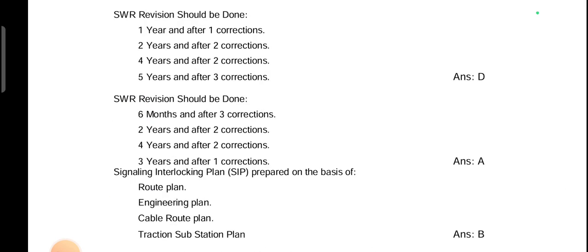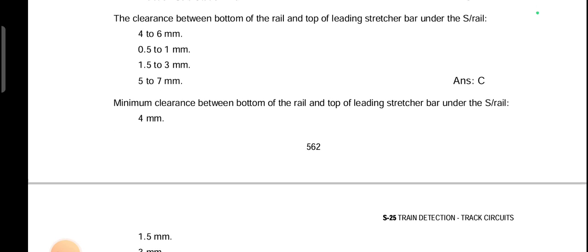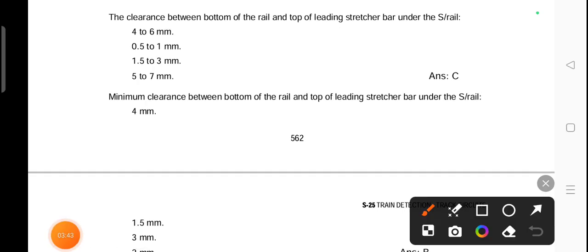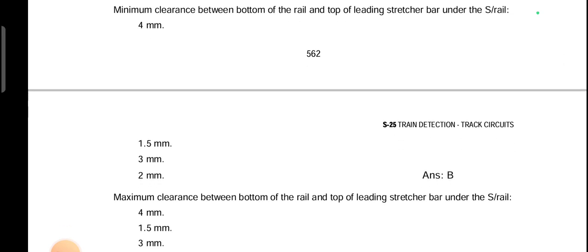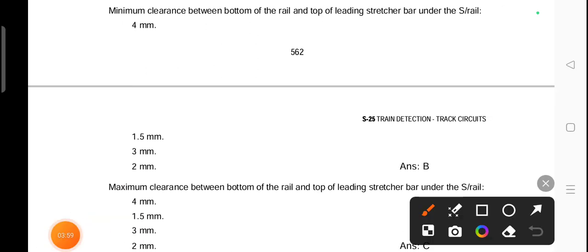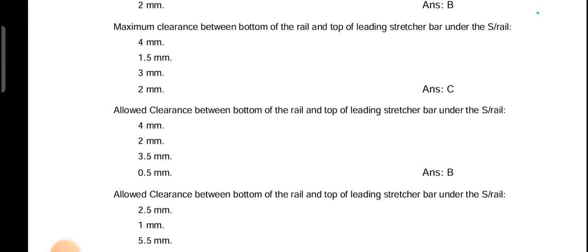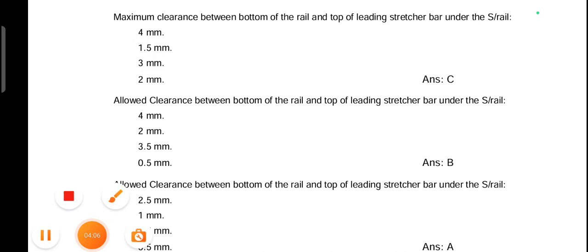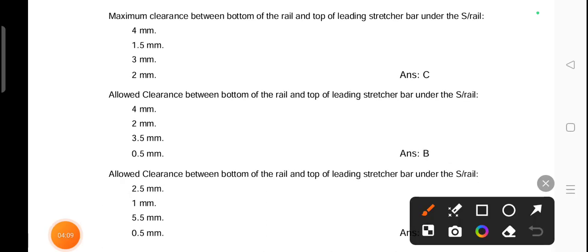Next, signaling interlocking plan, SIP, is prepared on the basis of the engineering plan. Next, the clearance between bottom of the rail and top of leading stretcher bar under the stock rail is 1.5 to 3 mm. Next, minimum clearance between bottom of the rail and top of leading stretcher bar under the switch rail: 1.5 mm.